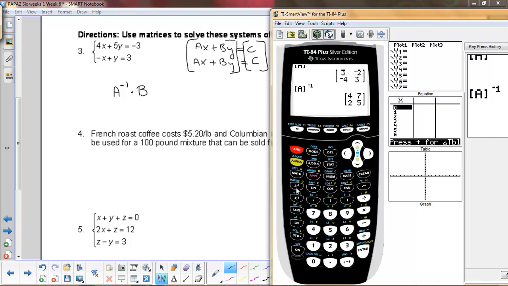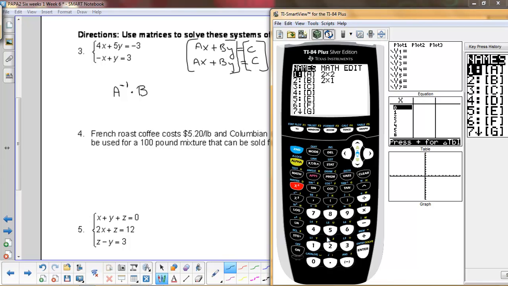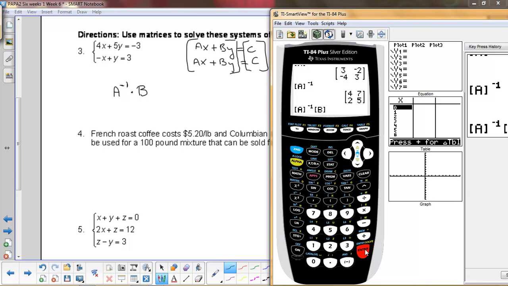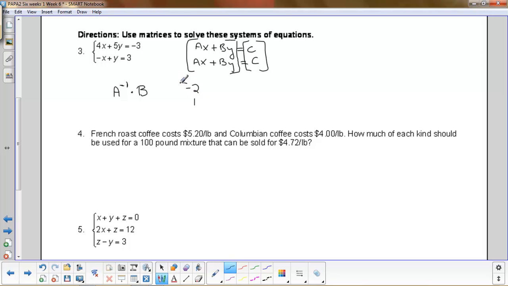Matrix A inversed multiplied by matrix B. The solution matrix is -2, 1. Alright, French roast coffee costs $5.20 per pound and Colombian coffee costs $4 per pound. How much of each kind should be used for a 100-pound mixture that can be sold for $4.72 a pound?